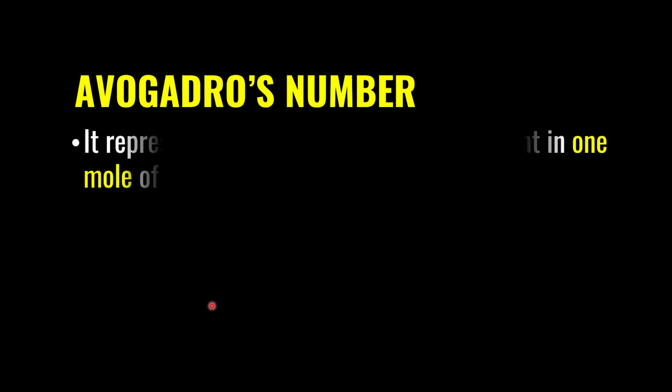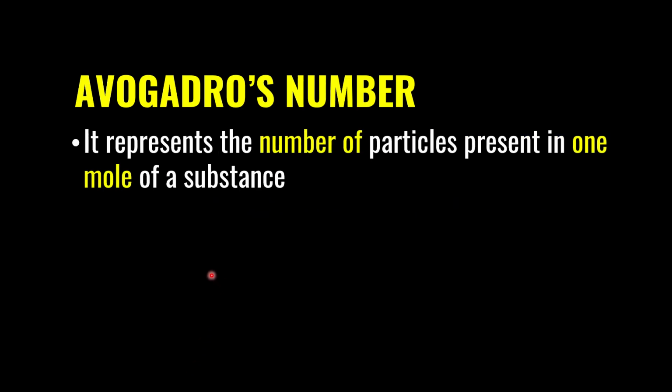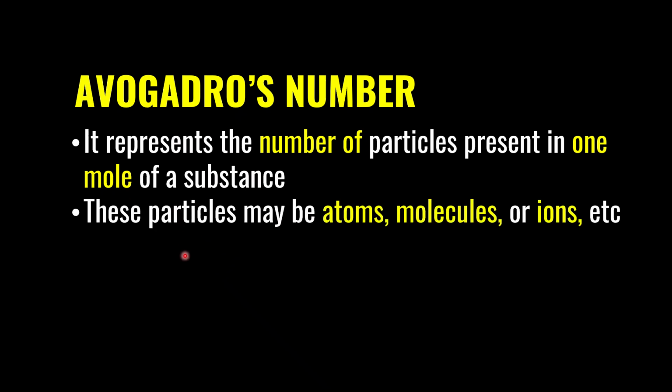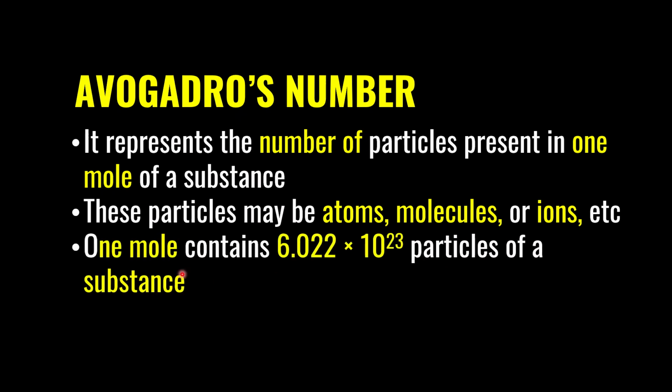So the next concept is Avogadro number. It represents the number of particles present in 1 mole of a substance. These particles may be atoms, molecules, or ions, etc. Therefore, 1 mole contains 6.022 into 10 raised to the power 23 particles of a substance. This number, 6.022 into 10 raised to the power 23 particles, is known as Avogadro number. This might be helpful in making certain solutions of drugs or reagents for your research work.